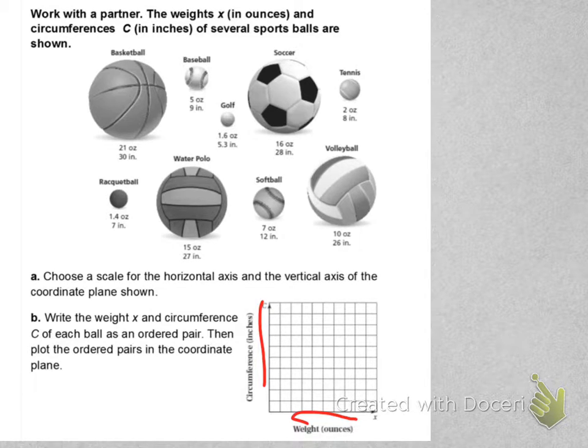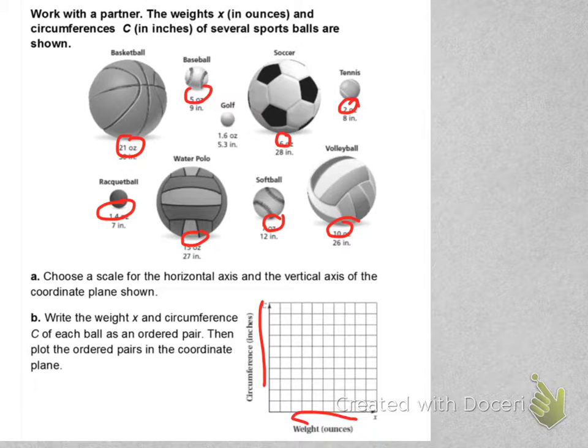So you're going to look at all your x values and find out what's the smallest one and what is the biggest one. Okay, 1.4, 21, 5, 15, 7, 16, 2, and 10. So it looks like we need to go from 1.4 through 21. So 1 through 21. So maybe you want to count by threes on your x-axis.